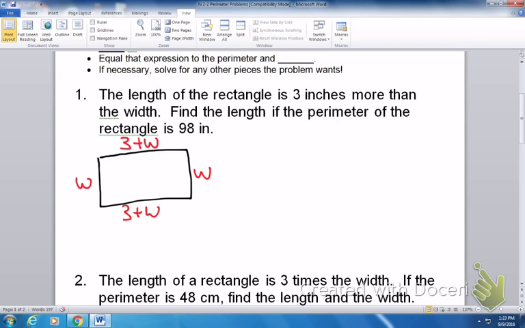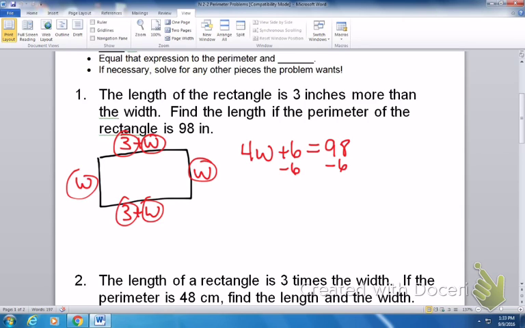So what I need to do is first I have to add them all together. If I look here, I have 1, 2, 3, 4 W's, and I have 3 plus 3, which is 6. So by adding up the expressions, that's the perimeter. But we need it in a number. Well, they told us that equals 98. Now we just need to solve. So the first thing I'm going to do is subtract 6 from both sides. And I get 4W equals 92. Then I divide by 4. So I end up with W equals 23.